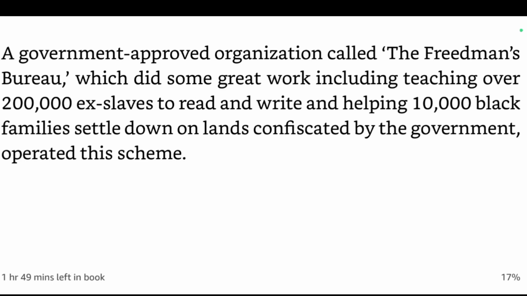A government approved organization called the Freedmen's Bureau operated the scheme and did some great work, including teaching over 200,000 ex-slaves to read and write, and helping 10,000 black families settle down on lands confiscated by the government.